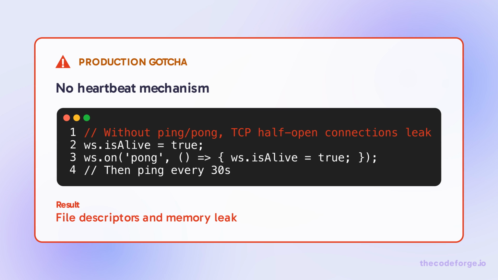Without heartbeats, TCP connections can remain half-open indefinitely. The server thinks the client is connected, but the client is gone. You'll leak file descriptors and memory. Always implement ping-pong or a custom heartbeat.